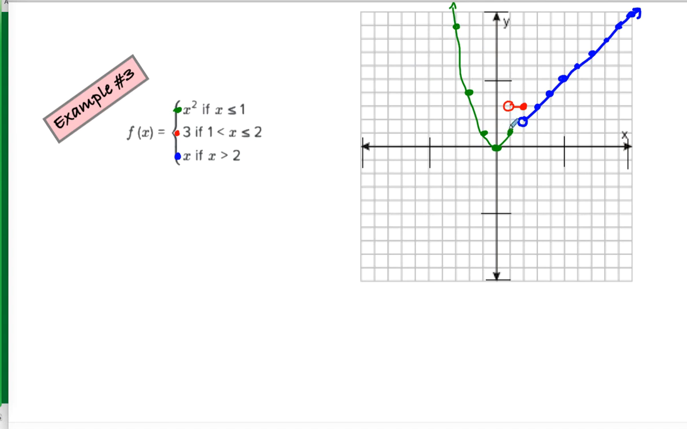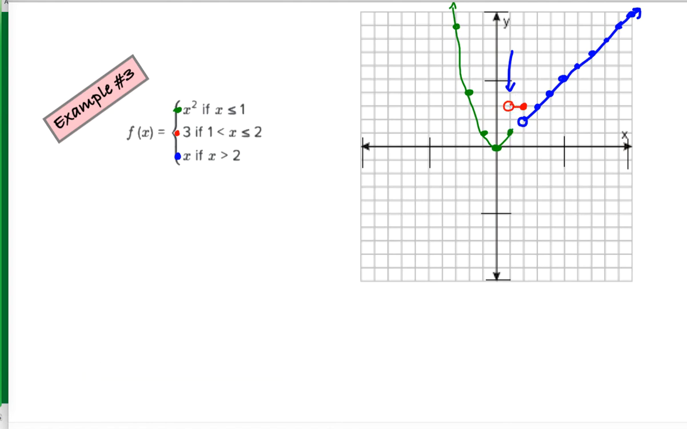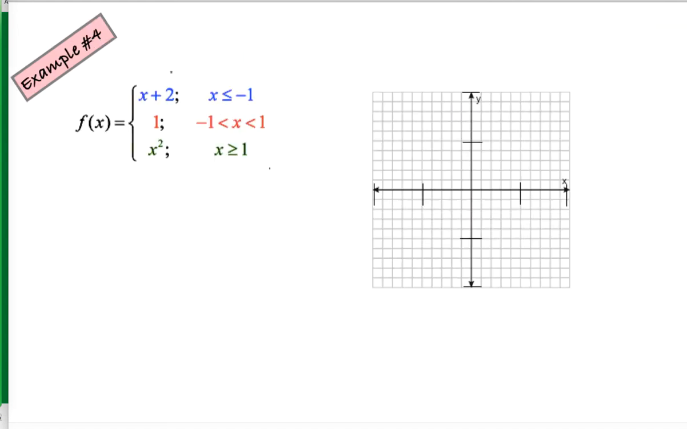So it passes the function test, because if I were to drop a straight line right here, the straight line would go through this needle eye and would only touch the green. Likewise, if I went over here, it would touch the red, but the blue is a needle eye. All right, we'll leave this one to try in class tomorrow.